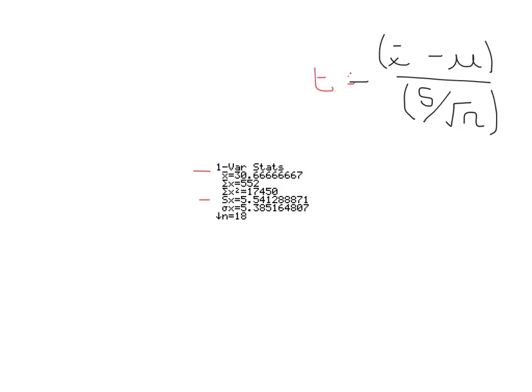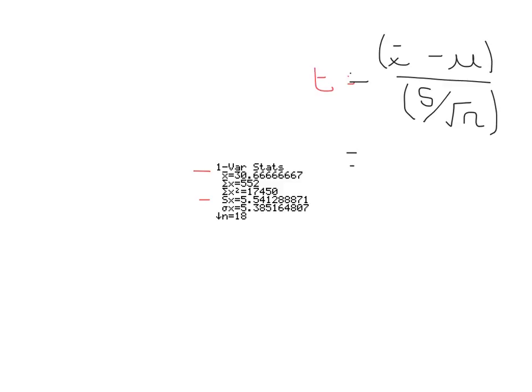So I see an x bar of 30.6 repeating. I see an S of 5.5412888871. So these are the two values I'm interested in computing my t-test statistic. So to find my t, I take my sample average minus my claimed population average, and I divide by the standard error of my mean. Now if I'm going to enter this in my calculator in one command, I've got to make sure I enclose the numerator and the denominator in parentheses.